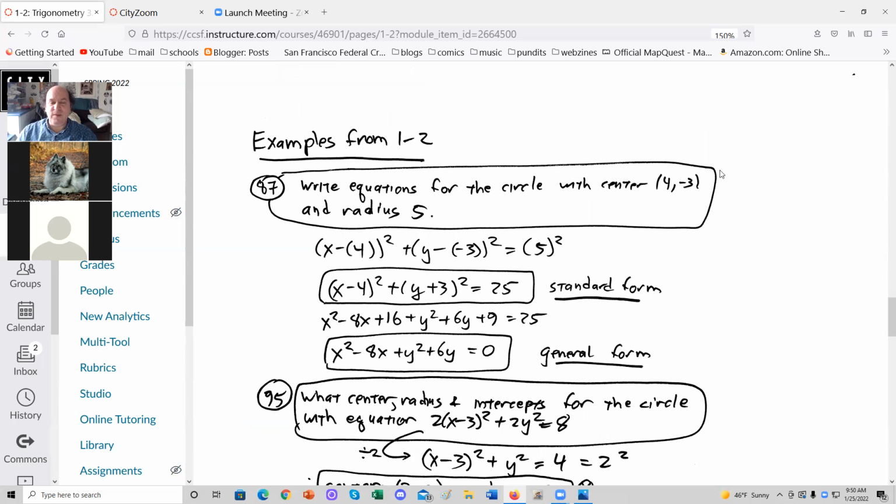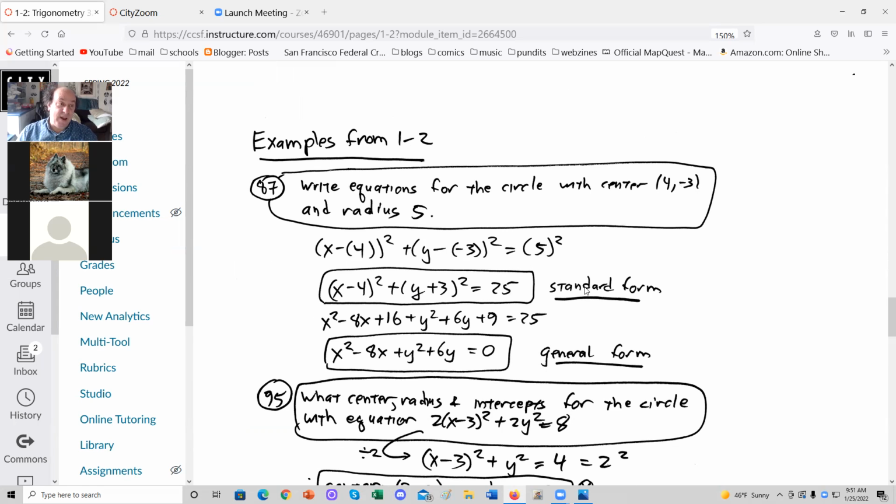Okay, here are equations. Find the equation for the circle with center 4 by -3 and radius 5. Okay, so x minus 4 squared plus y minus -3 squared equals 5 squared. Okay, we simplify this to x minus 4 squared plus y plus 3 squared equals 25. That's called the standard form.